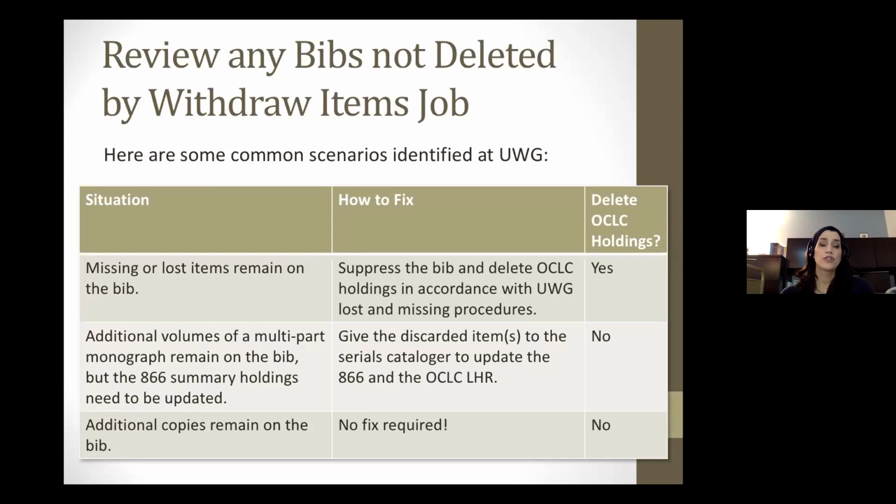There are also situations where you might have additional volumes of a multi-part set. For whatever reason, they remain on the bib. In that case, we ask that those be given to the serials cataloger for resolution. And then there's also a situation if additional copies remain on the bib that are actually not lost or missing. That's the most exciting example, and we jump for joy when that happens. It's an exciting thing because no fix is required, and you do not need to delete the OCLC holdings. So that's always nice to see.